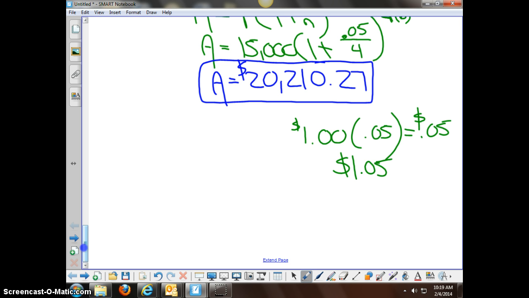$1.05. So let's say our interest is compounding every year. So now I have $1.05. We're going to have an interest rate of 0.05 again. It's the same. What is $1.05 times 0.05? Because now I am going to take my $1.05 and put 5% on top of that.